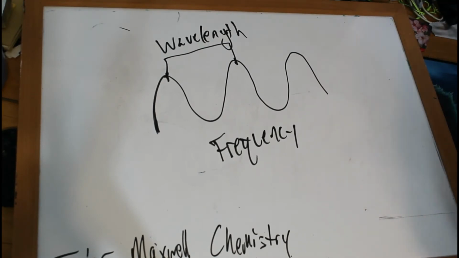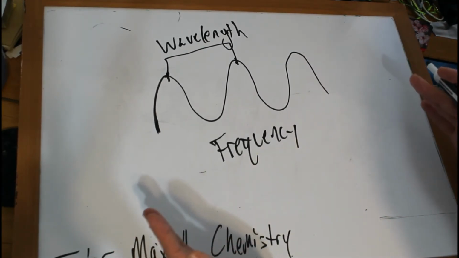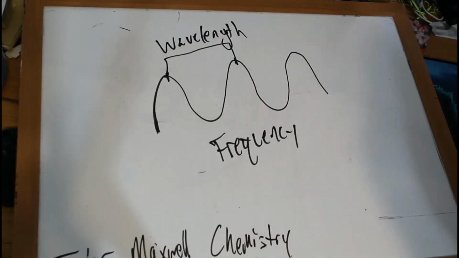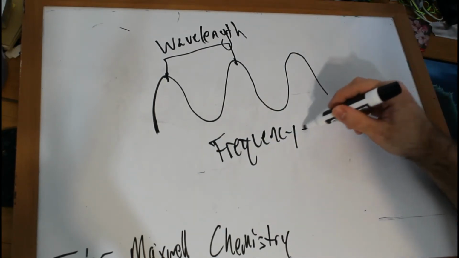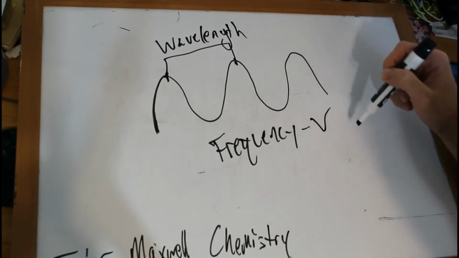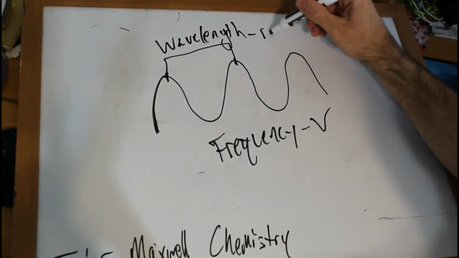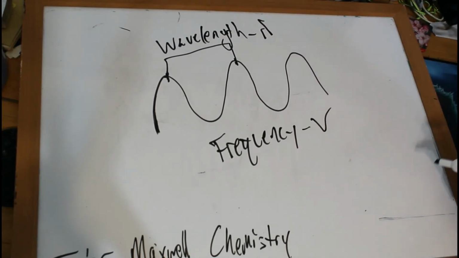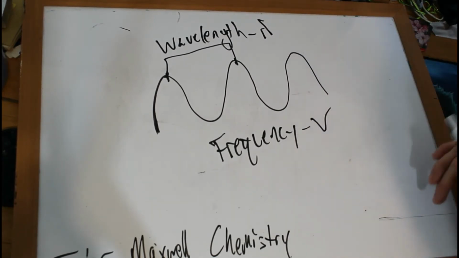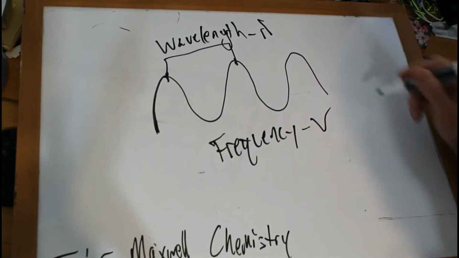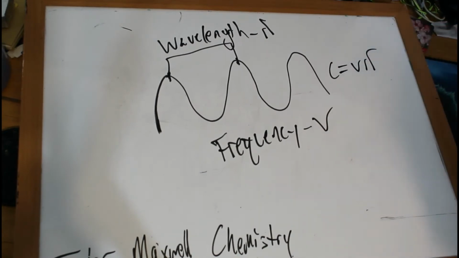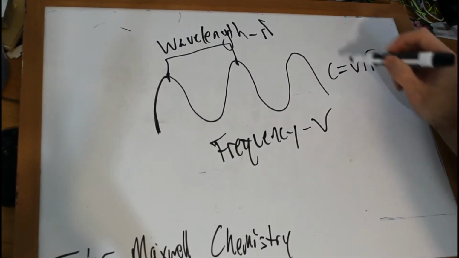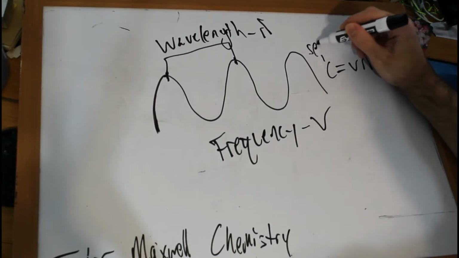So as your wavelength increases, the frequency decreases. And as wavelength decreases, well, frequency increases because there's more peaks that are going to pass. So frequency is given the term nu, and wavelength is given the term lambda. And these two properties, we can relate them through the equation c is equal to nu times lambda, where c is the speed of light.